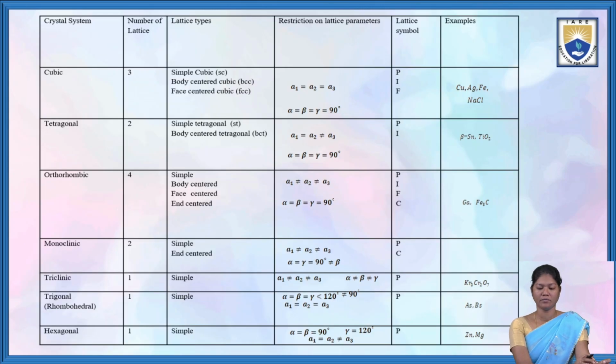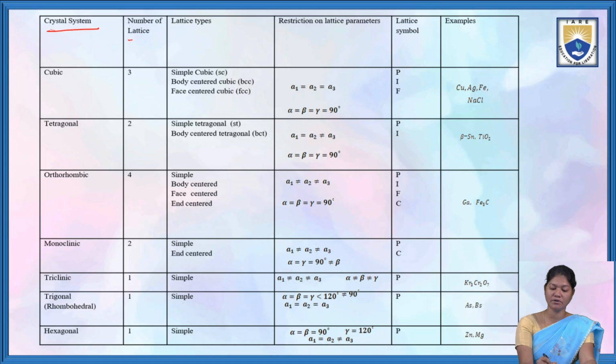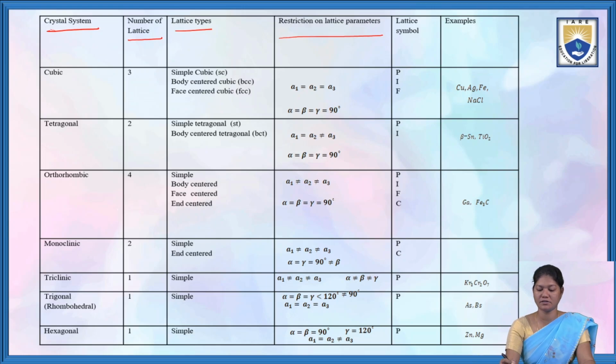Here is the picture by which we can clearly understand the 7 types of crystals showing 14 ways of arrangement of lattice points. It shows the crystal system, the type of crystal system, how many lattices are possible, the lattice type, and the restrictions on lattice parameters. Then the lattice symbols, meaning whether it is a primitive, body centered or face centered lattice. And examples, showing what type of crystal shows this type of space lattice.